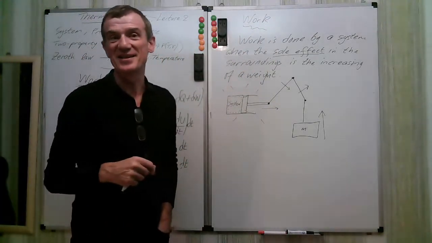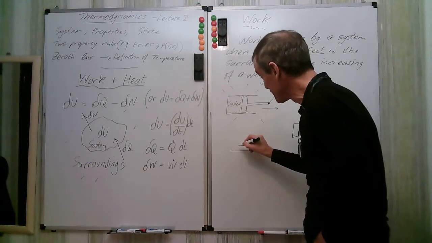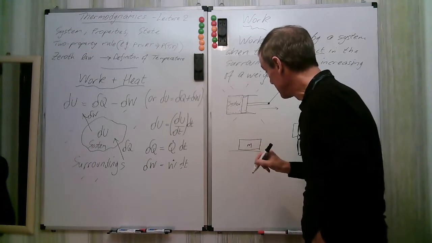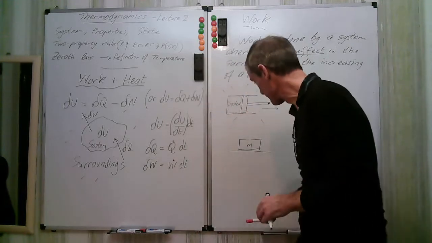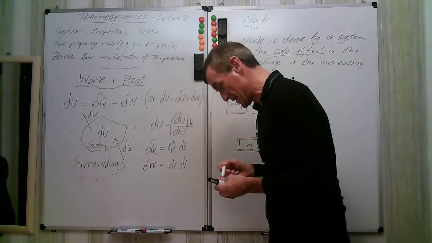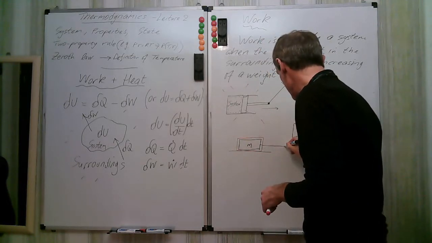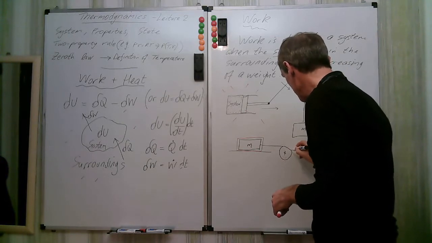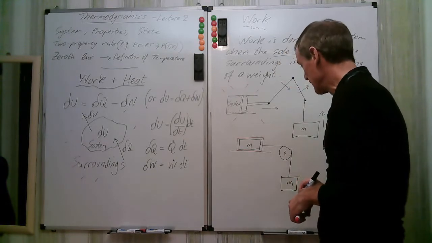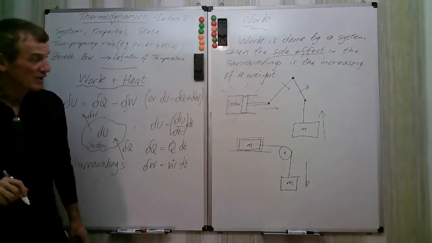And we can think of all kinds of cases. We can think of, for instance, a mass on a table where we've got friction. We could have a mass on the table, and we've got our system boundary, which is the mass. And we can imagine that this is connected to a pulley, and we've got a weight on this thing. And the weight goes down, and the mass moves along.